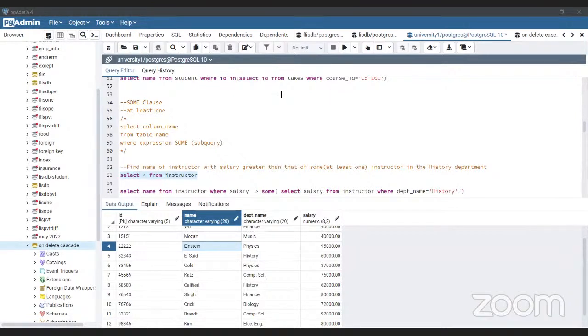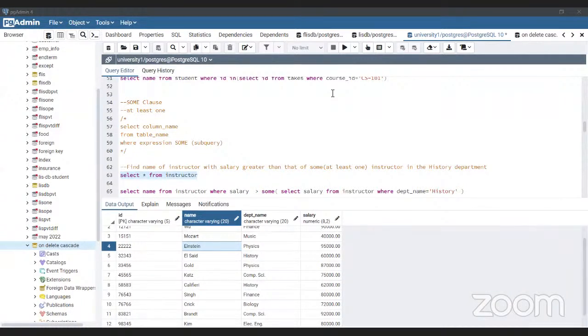And there is also ALL, is it? Yes, ALL is also there. For ALL, it should satisfy all the conditions in the subquery part. For example, select salary from instructor: for all the instructors, if you want to find out, then we have to use ALL here. And there is no NOT ALL or NOT SOME, I guess.